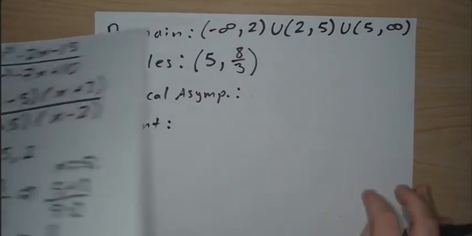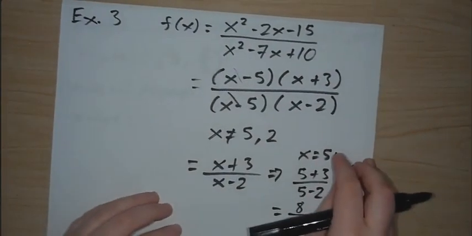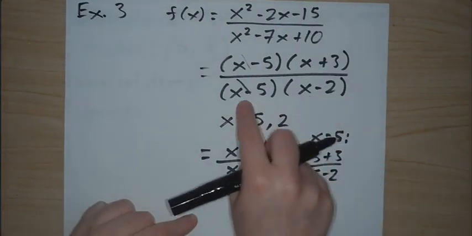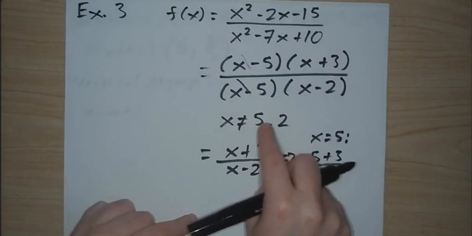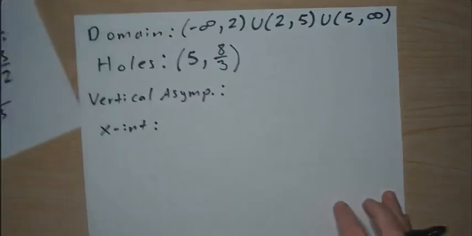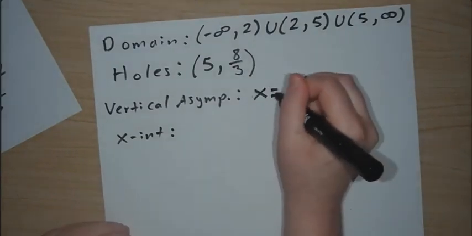So now for vertical asymptotes. Vertical asymptotes appear where the denominator cannot equal 0. However, because x minus 5 is a hole, where x equals 5 is a hole, we only have one at 2. So our vertical asymptote is x equals 2.